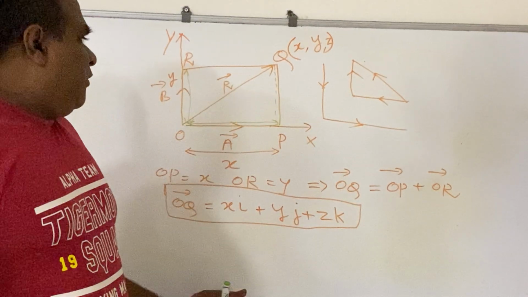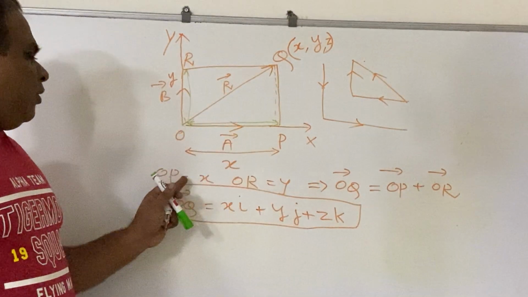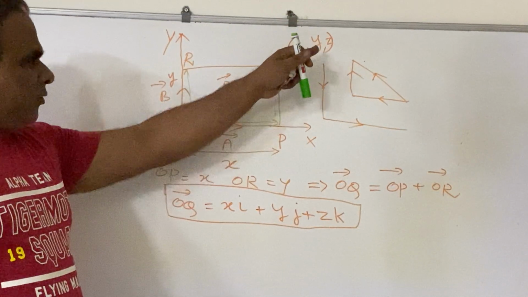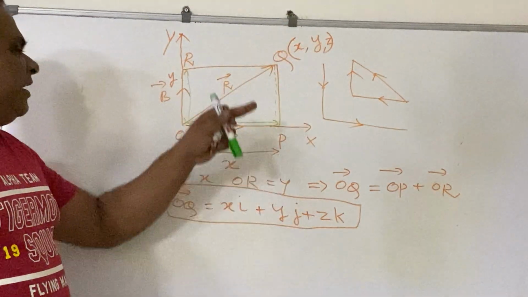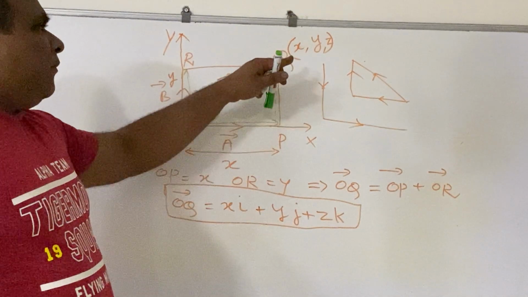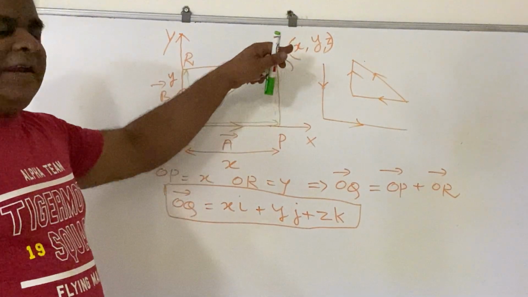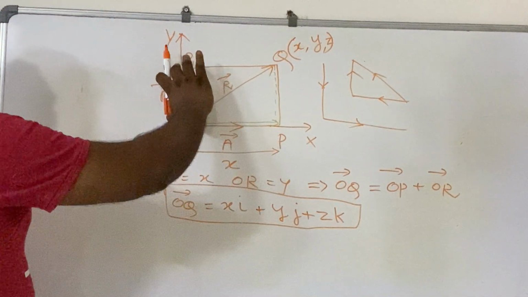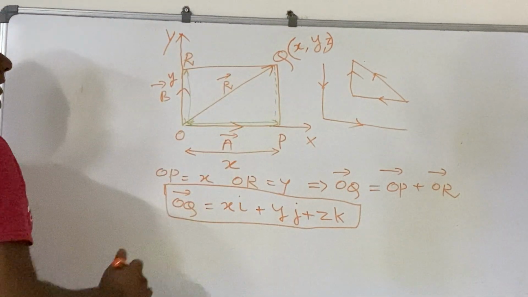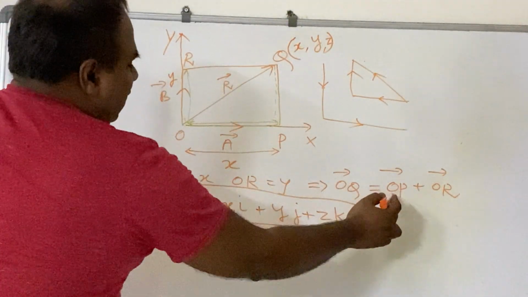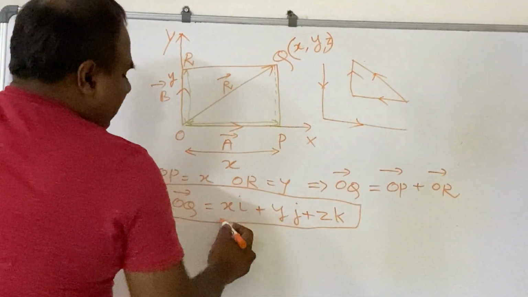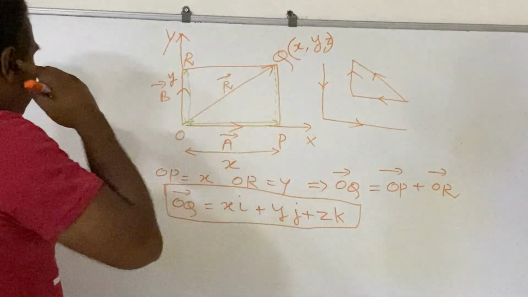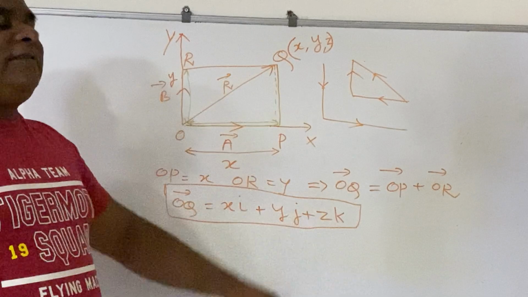Understood? So from the parallelogram law, we have taken the coordinate of Q as xy. You can take it as xyz as well. To start with, you can take it as xy. Then OP will be x, OR will be y. Then from the parallelogram law, you can substitute this: xi plus yj. If you are considering the z coordinate as well, you can write it as plus zk.